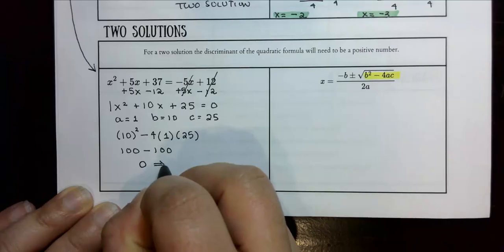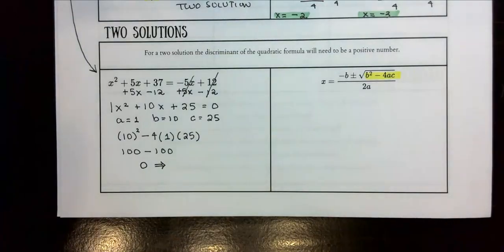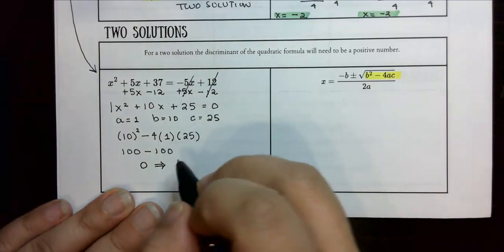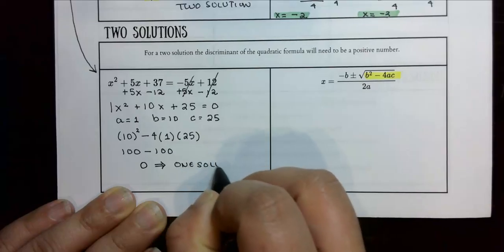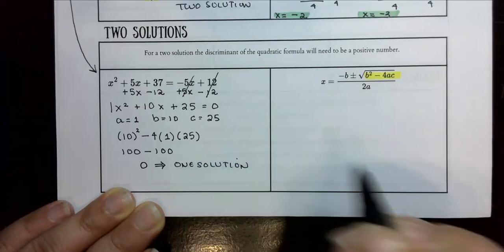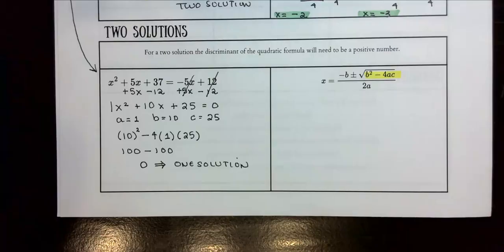Okay? So that automatically tells us 0 is not a negative number, so we can't say no solution. It is not a positive number, so we can't say 2 solutions. So it is a 0, which means we're only going to have one solution. And if it has 1 solution, then that means that our quadratic function is touching the x-axis at the vertex. That's the only possibility we can have.